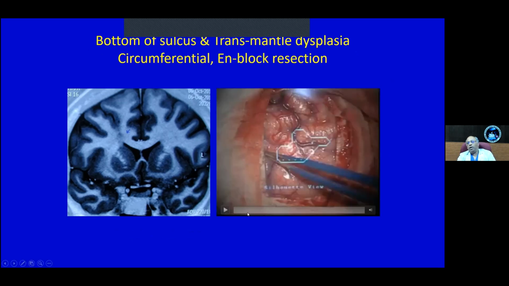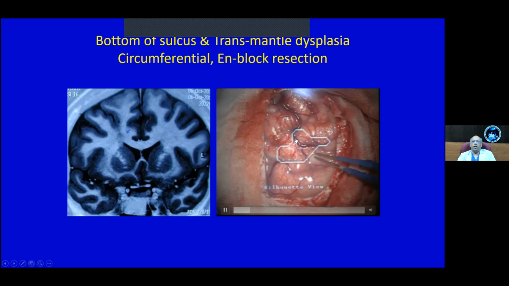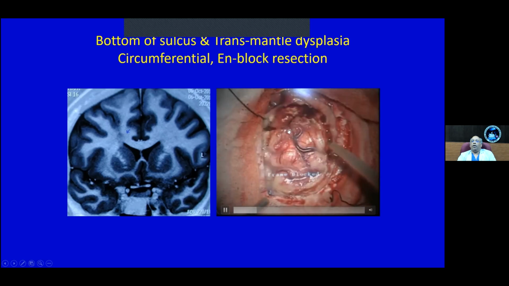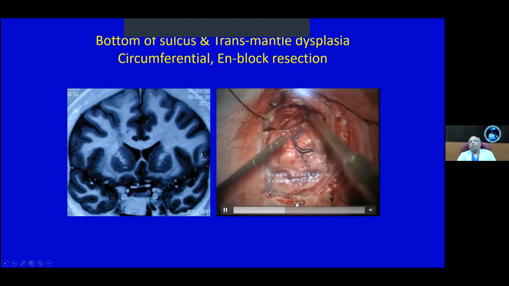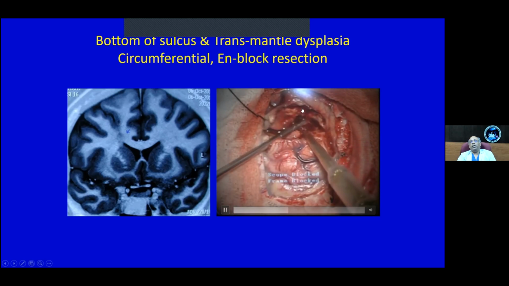So he underwent circumferential en-bloc resection. You see, this surface was apparently normal, and the sulcus with the dysplasia has been identified with navigation. And then our attempt is to reach all the way up to the ventricle. You can see we have reached up to the ventricle there anteriorly first.